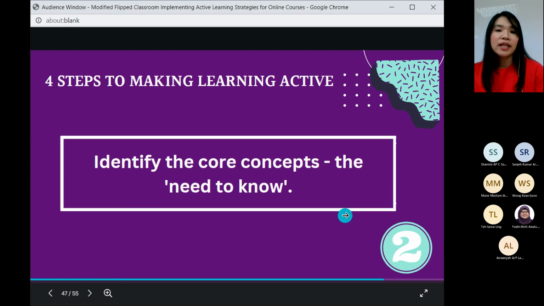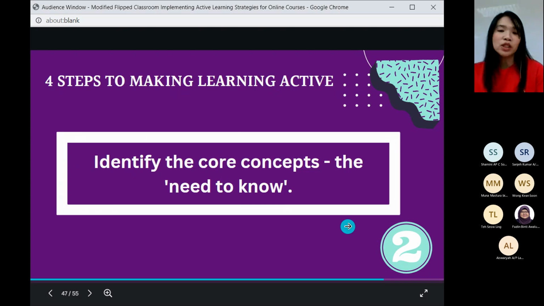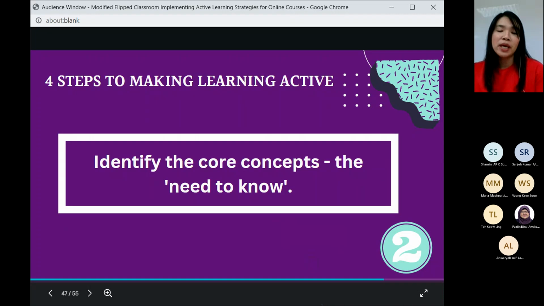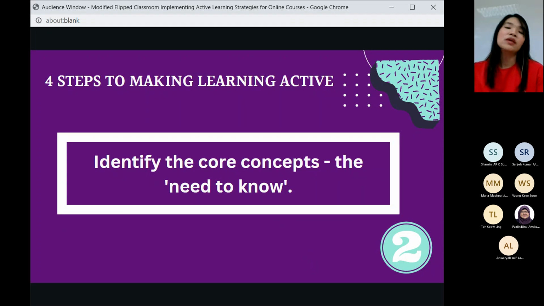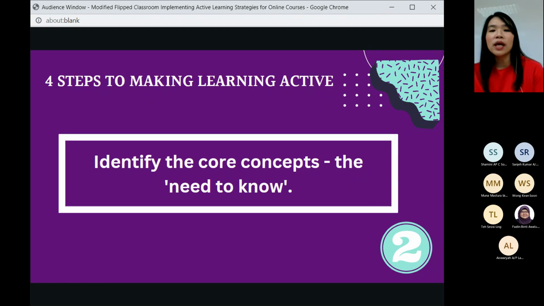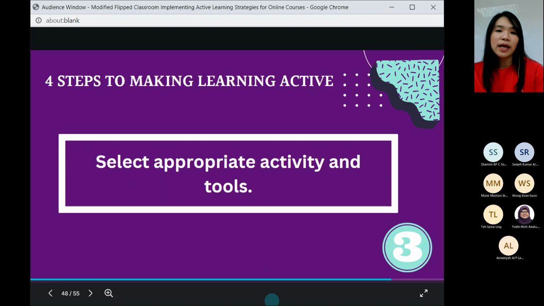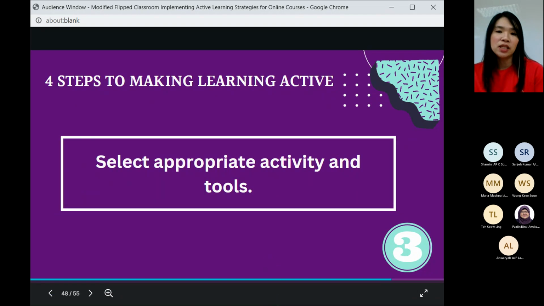And then identify the core concepts, the need to know, what you really want the students to know. Then, focusing only on the need to know, you come up with the active learning strategies. Also, after that, select appropriate activity and tools.